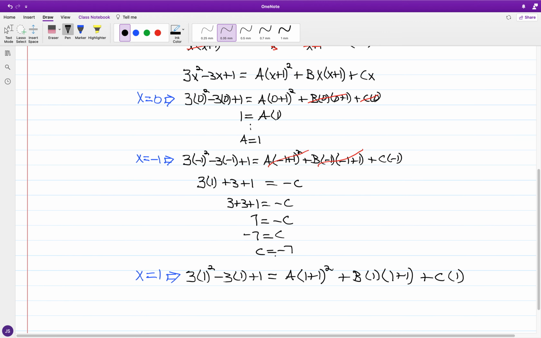Okay, now we have a at 1, c at negative 7. And we have 3 times the square of 1, so I'm going to have 3 times 1. Negative 3 times 1 is negative 3, and I have plus 1. Again, a is at 1, so I've got 1 times the square of 2. And I've got b times 1 times 2. And c, again, we have at negative 7.